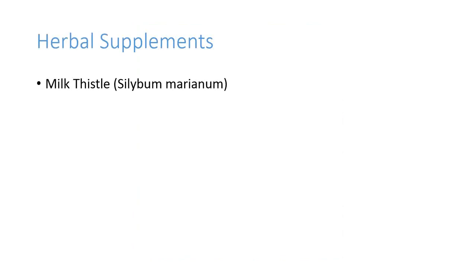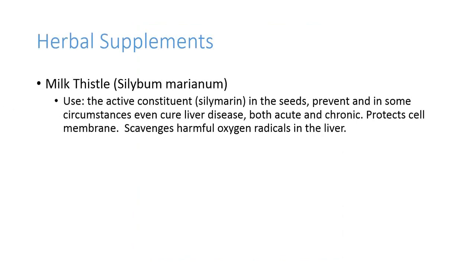Milk thistle. Milk thistle is used a fair amount because of its liver sparing effects. Silymarins, the active compounds, are more prevalent in the seeds of the plant. If you get milk thistle, it's the seeds, not the roots or leaves, which have very little of the active compound in them. It can be used to treat liver disease.